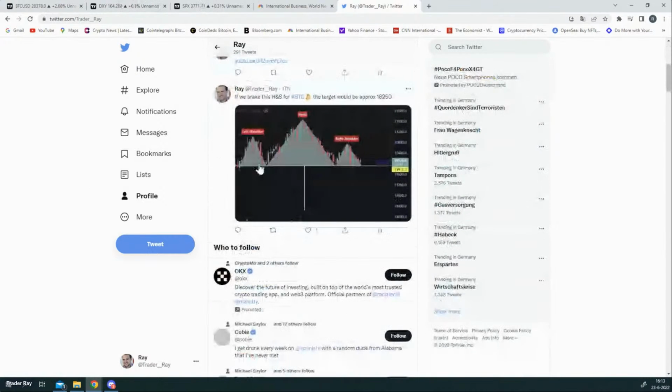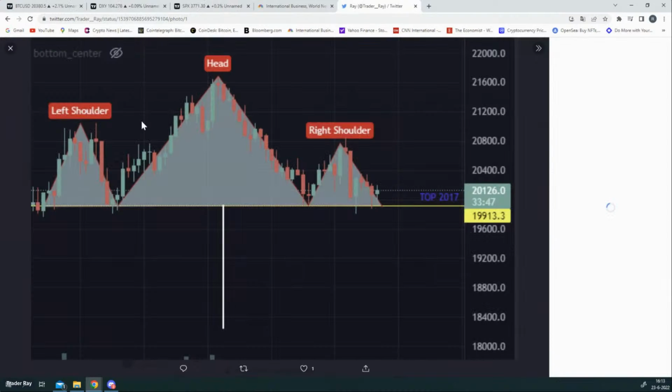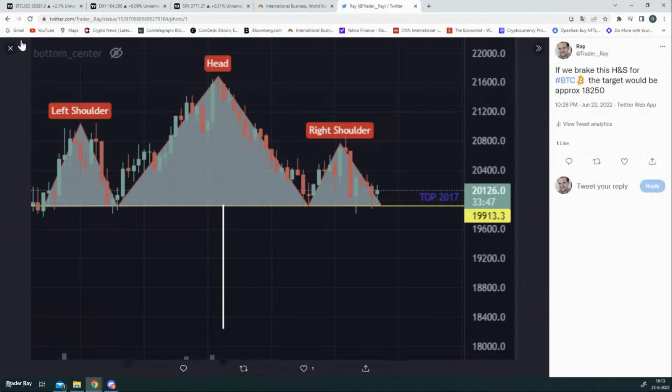Here is a head and shoulders pattern. I said if we break out, then the target is approximately 18,200. So that would be a little bit lower than your target, Crypto Pool. But as you can see, so far last night it worked out pretty okay. But then we just didn't get the follow-through, and now we're trading at approximately 20,400, 20,500. So we're going higher there.